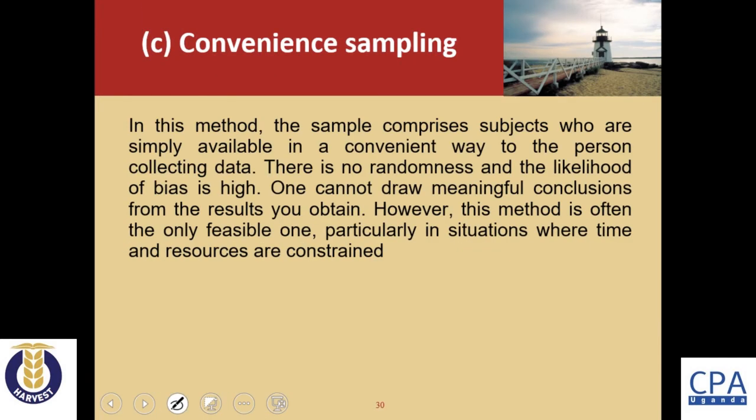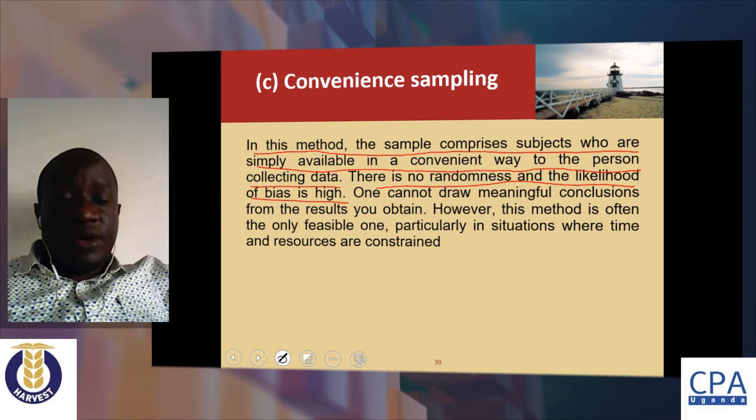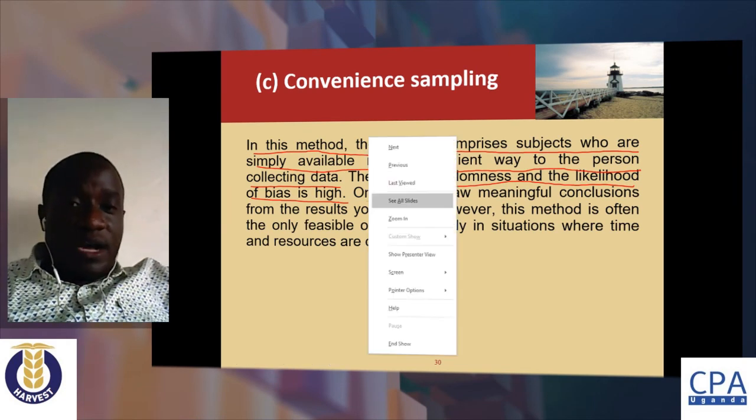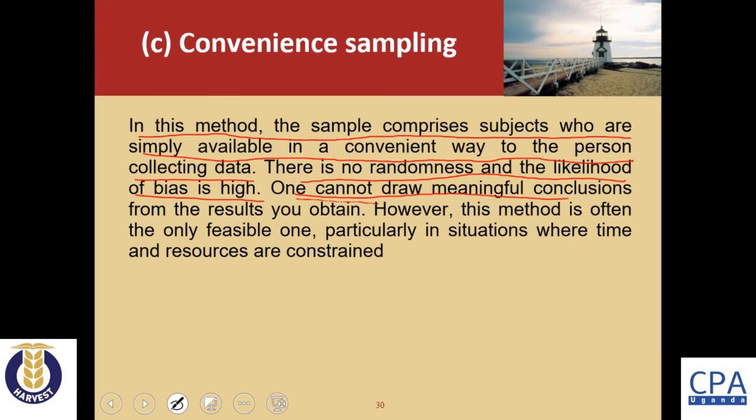Convenience, of course, as the word goes. In this method, the sample comprises subjects who are simply available in a convenient way to the person collecting data, okay? There is no randomness, and the likelihood of bias is very, very high with this method. So you just do things in your convenient kind of way. Those that are near you are the ones you're going to include in your sample. So we continue by saying that one cannot draw meaningful conclusions from the results you obtain.